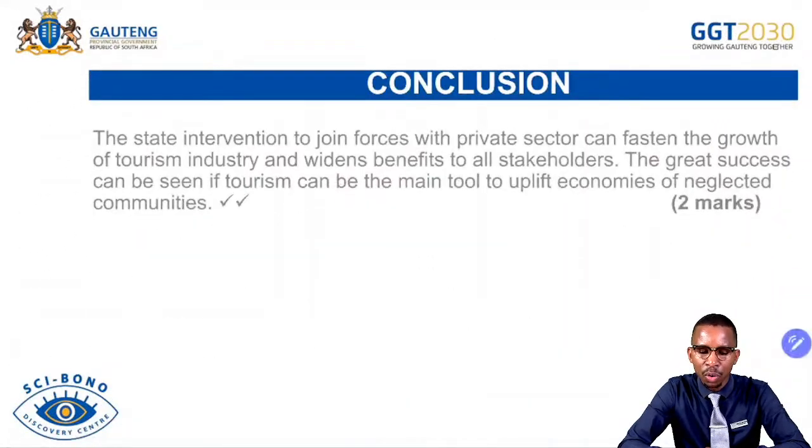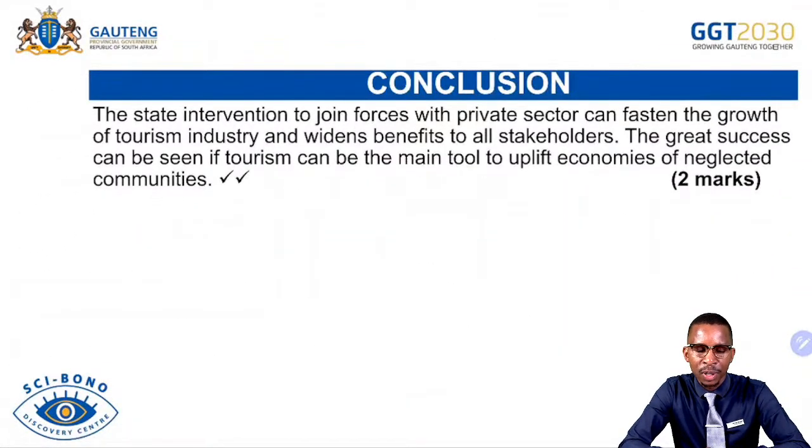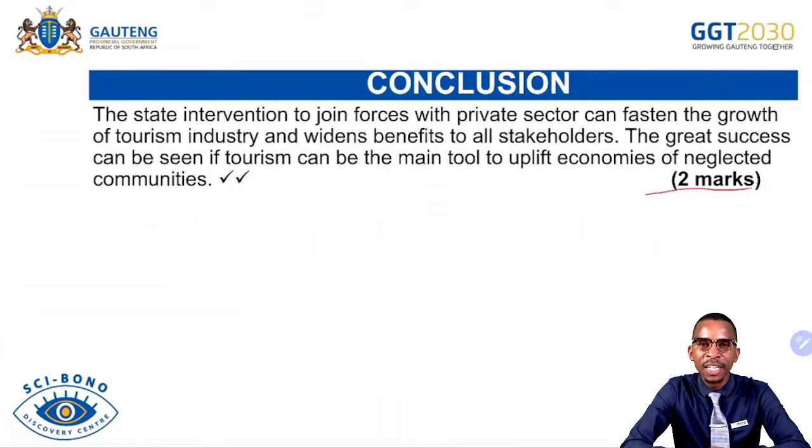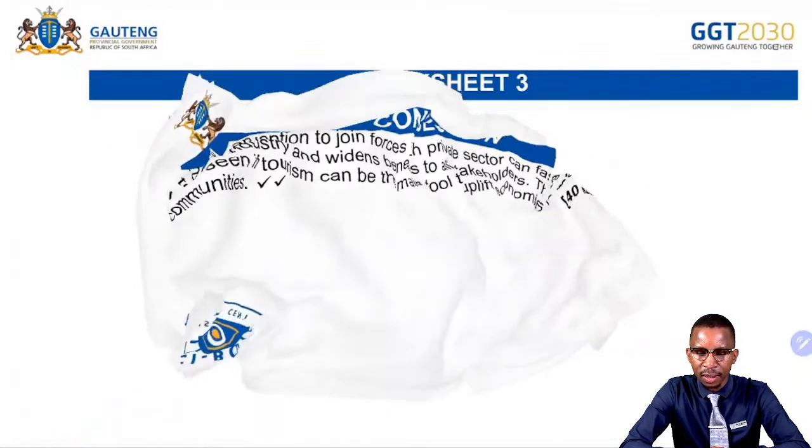Then you go to your conclusion, which should be the higher order response. Let's see the example. The state intervention to join forces with the private sector can fasten the growth in the tourism industry and widens benefit to all stakeholders. The great success can be seen if tourism can be the main tool to uplift economies of neglected communities. That is for 2 marks. Any other higher order response can be credited. And then that is worth 40 marks.